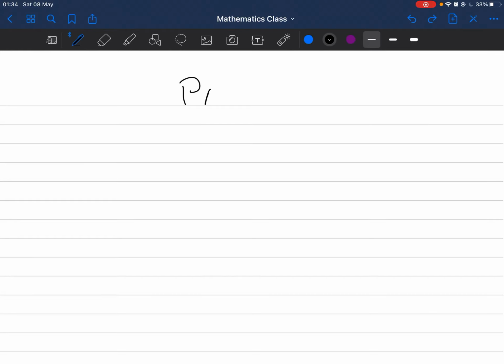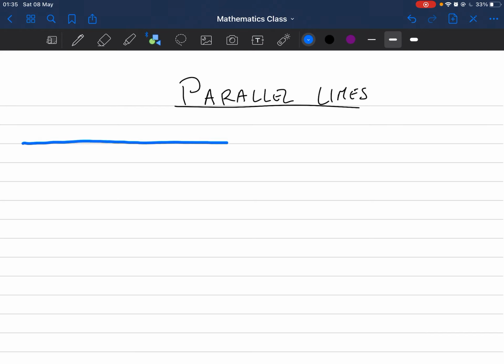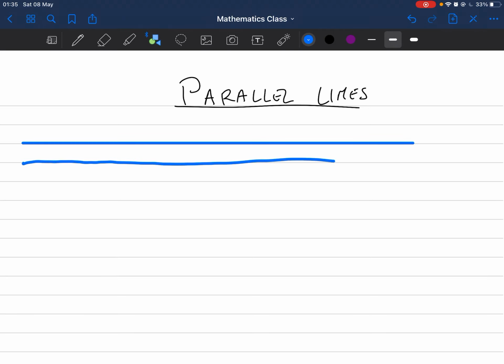Hi everyone, today we're just learning about parallel lines. Very interesting topic because most of the things are parallel, right? For example, the lines you see in this page are all parallel. Look at them. You have this line is parallel to that line.